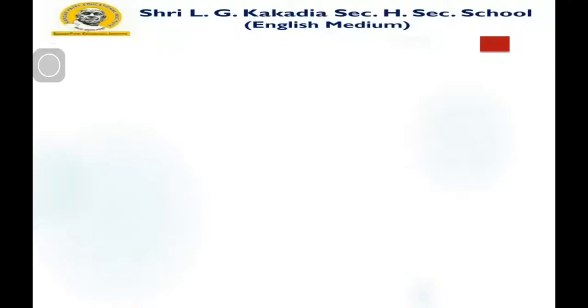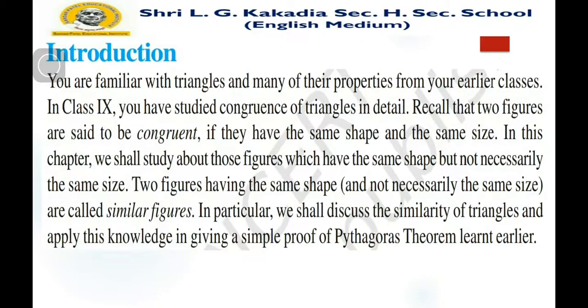Let us start with the introduction. You have already studied, or you are familiar with, triangles and many other properties from your earlier classes. In class 9, you studied congruence of triangles in detail. What is congruence? Recall that two figures are said to be congruent if they have the same shape and the same size, with the same sides.